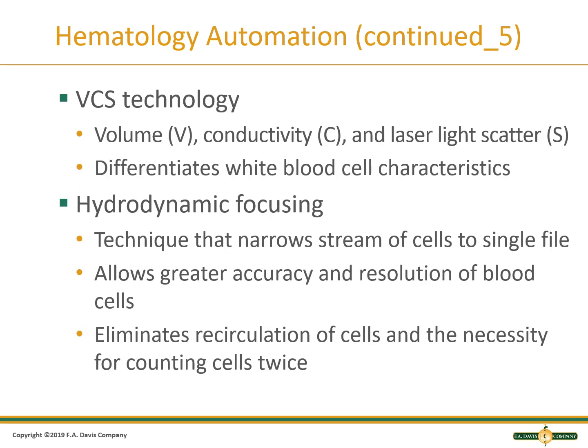We also have VCS technology, which stands for volume, conductivity, and laser light scatter. This differentiates white blood cell characteristics. You have hydrodynamic focusing, which is a technique that narrows the stream of cells to a single file. It allows for greater accuracy and resolution of the blood cells. It eliminates recirculation of cells and the necessity for counting the cells twice.